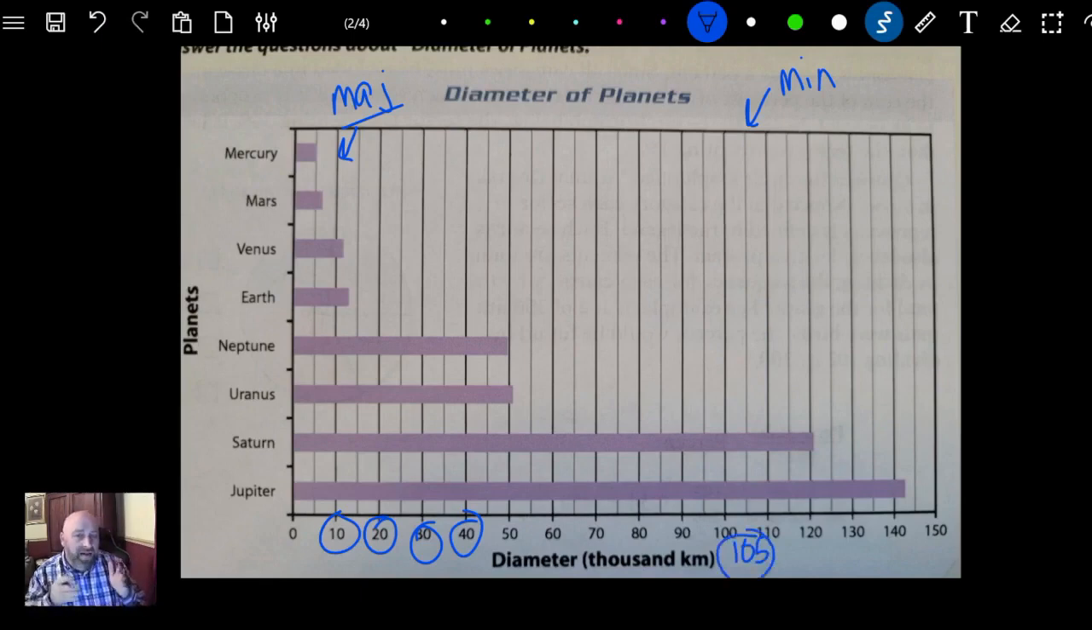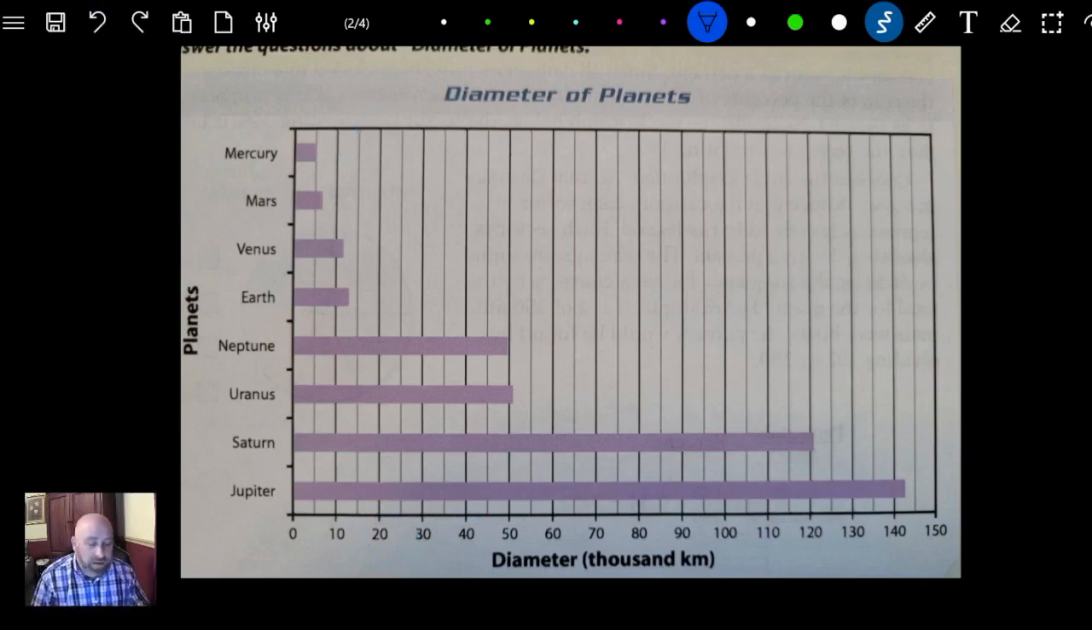But we don't have the 105 marked. Why not? Because it's a minor grid line, and we don't always mark the minor grid lines. We mark the major grid lines. Not super important that you know that, but I wanted to mention it to you as we cross this part right here.